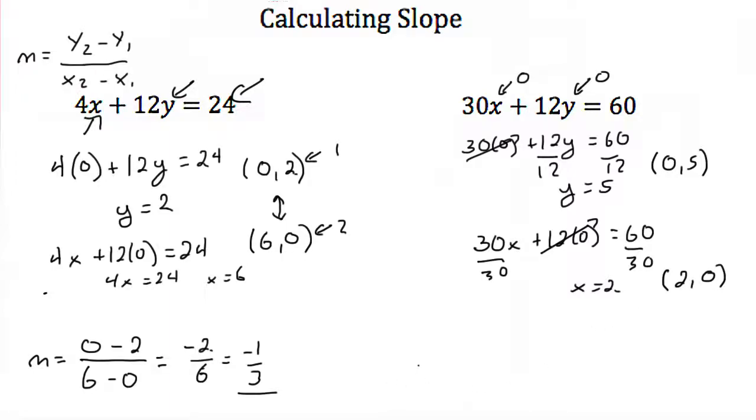So let's plug these into our slope formula. Again, this will be point 2, and this will be point 1. So we'll end up with 0 minus 5 over 2 minus 0, which is equal to negative 5 halves. So the slope of the function that's represented by this equation is negative 5 halves. And that completes the tutorial on calculating slope.